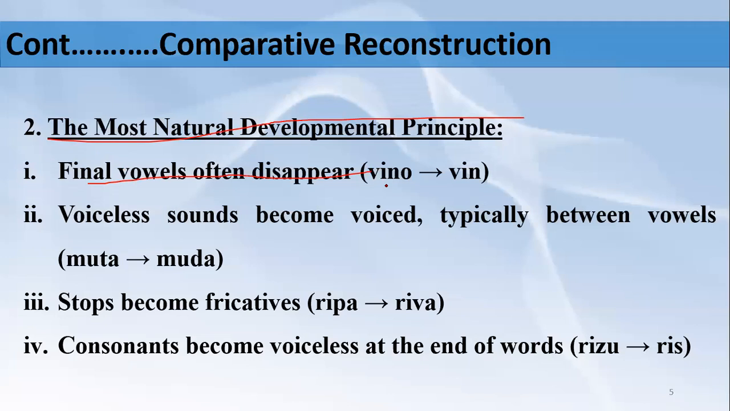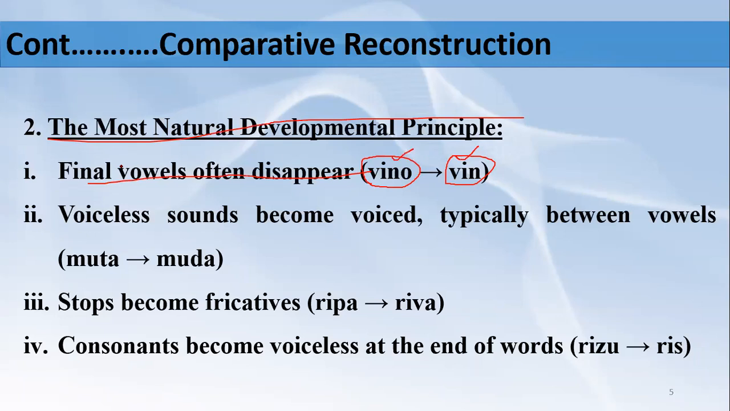For example, this is the oldest form, the older word, the original word, and it has been derived later on, because we are studying historical linguistics. That is why we are talking about the derivation of words from the oldest ones into the modern words. For example, this is the oldest form, and this has been derived later on from this original word.